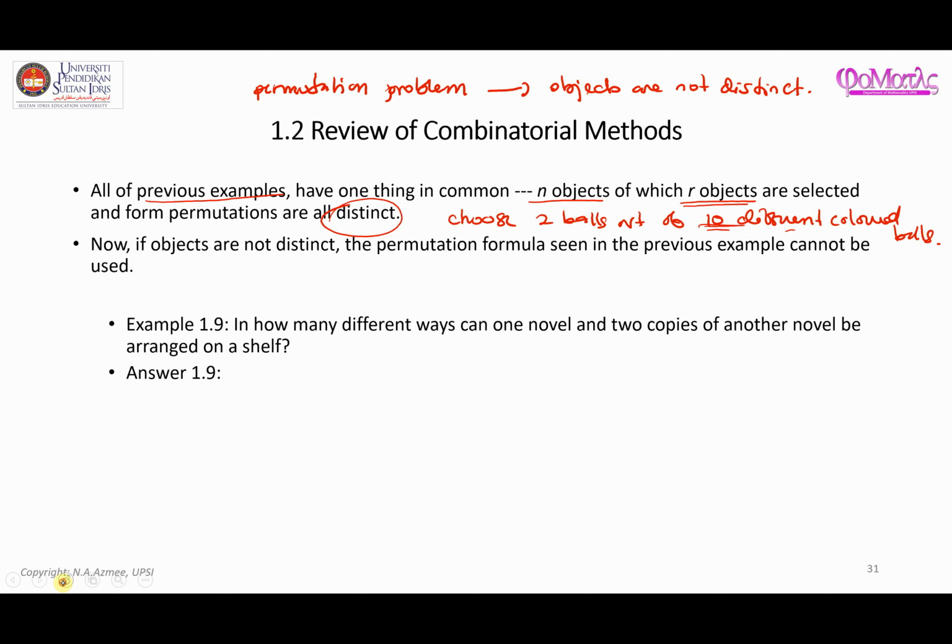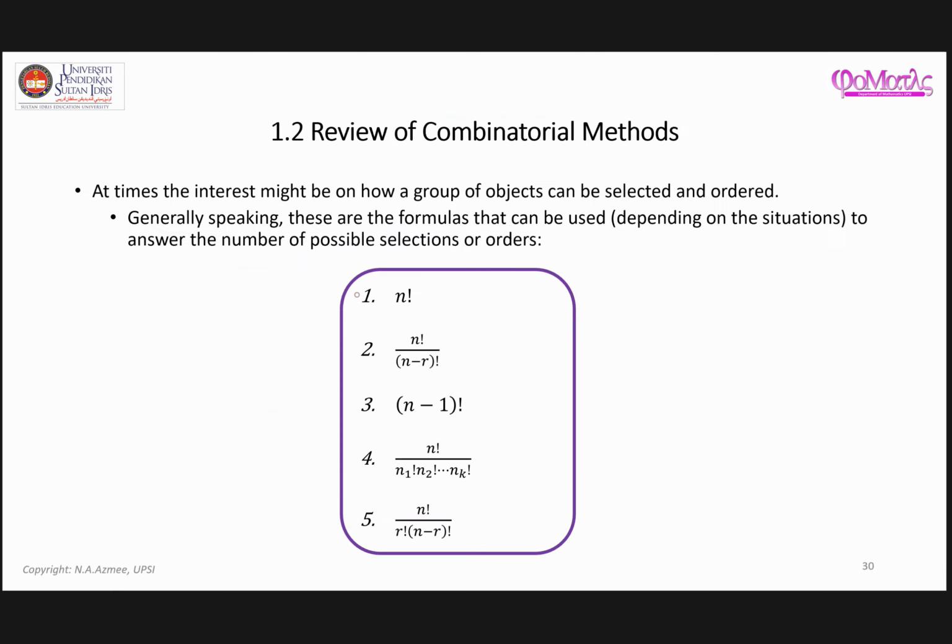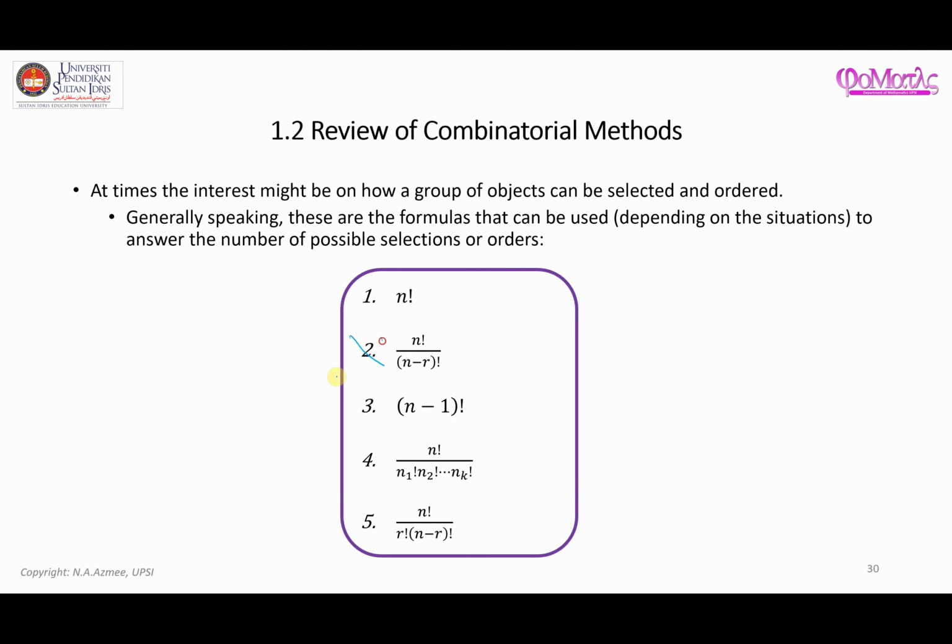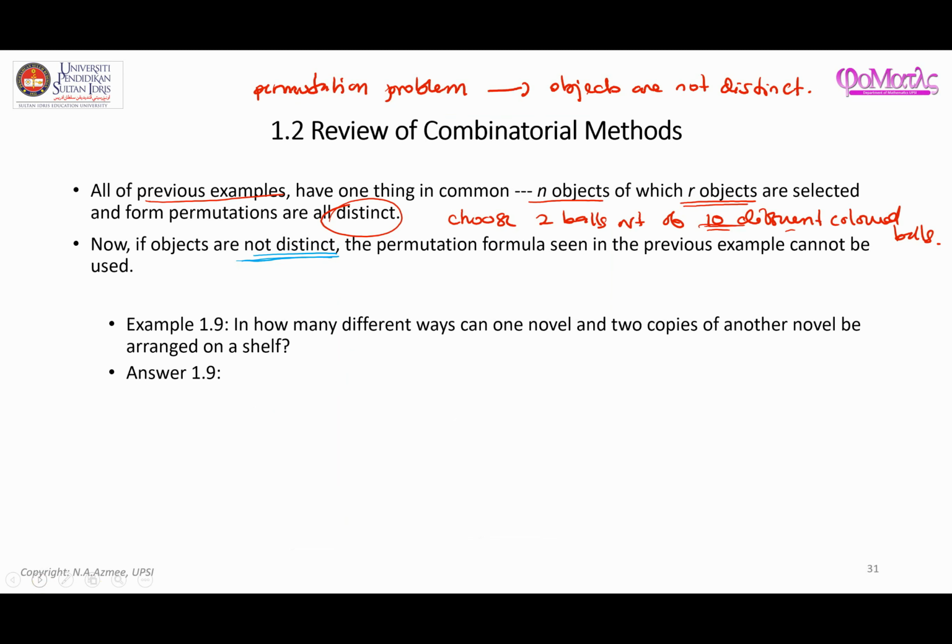Now, if objects are not distinct, that means they don't look different from each other. So if objects are not distinct, you cannot use the permutation formula which you have seen in the previous examples. Here is an example where the objects given cannot be differentiated from each other.